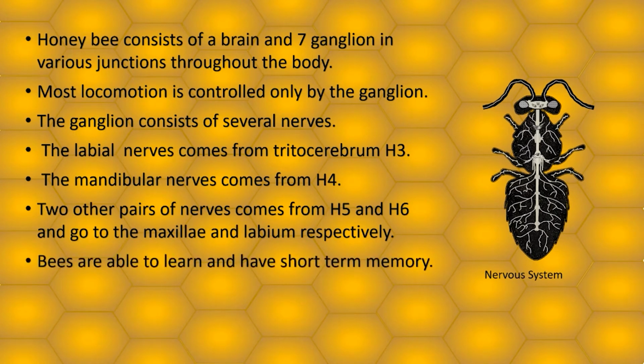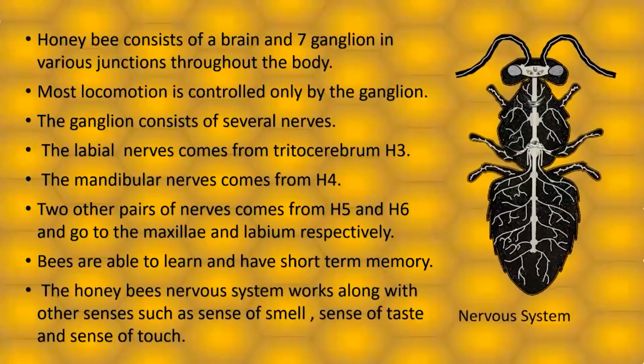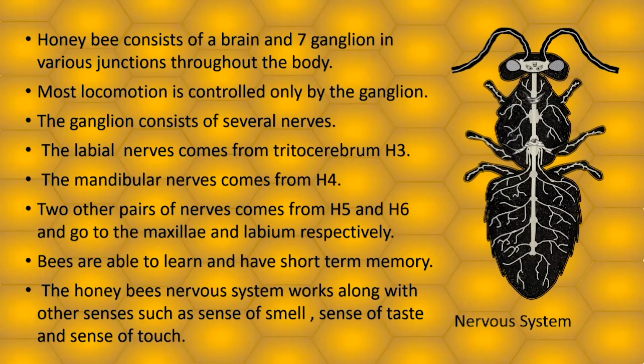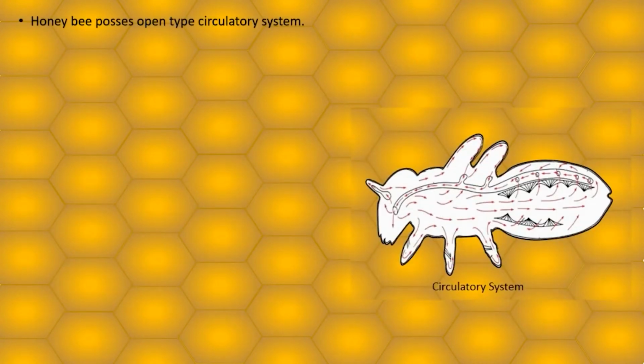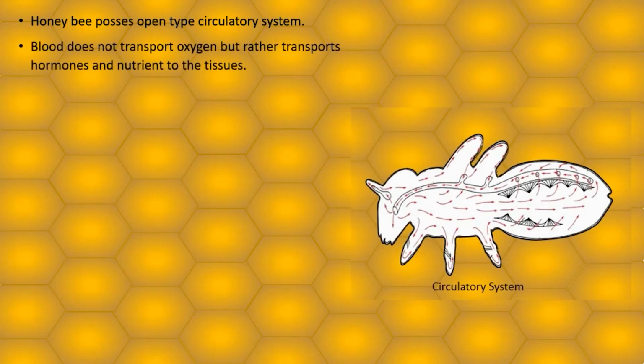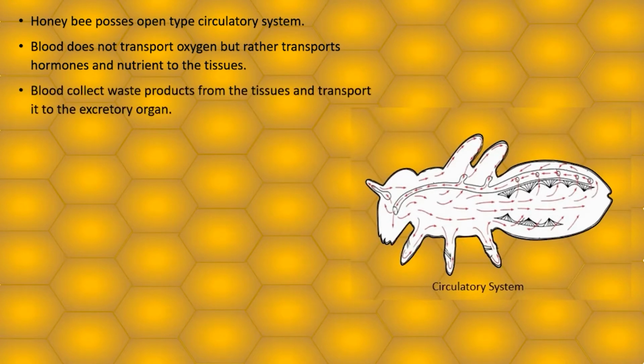Bees are able to learn and have short-term memory. The honeybee's nervous system works along with other senses such as the sense of smell, sense of taste, and sense of touch, etc. Circulatory system. Honeybees possess an open type of circulatory system. Blood does not transport oxygen but rather transports the hormones and nutrients to the tissues. Blood collects waste products from the tissues and transports them to the excretory organs. Bee blood also serves as a reservoir of food.